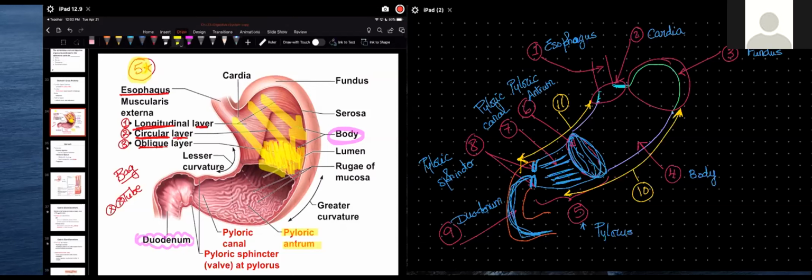And what do we call this large curve of the stomach? This is my greater curvature. And what do we call the smaller one? Lesser curvature, exactly.